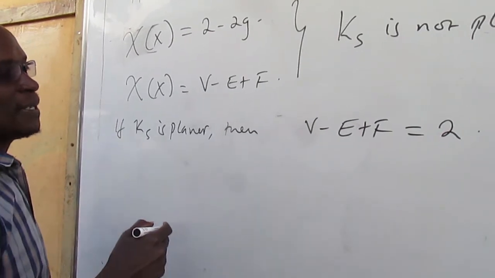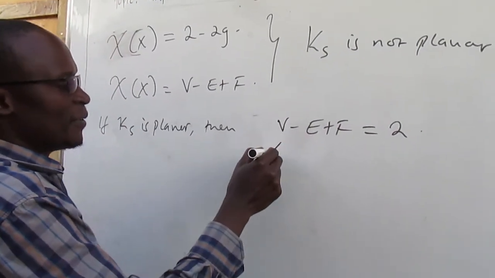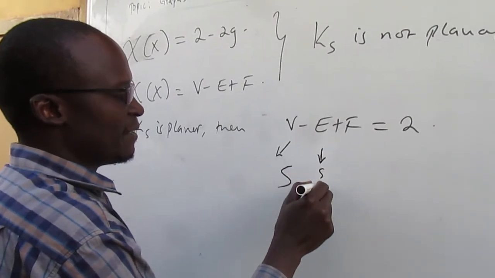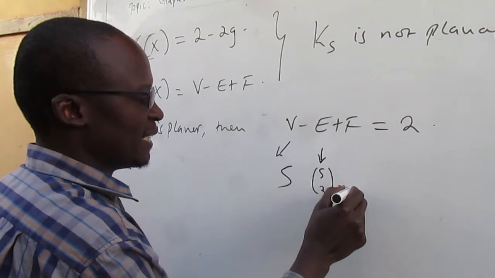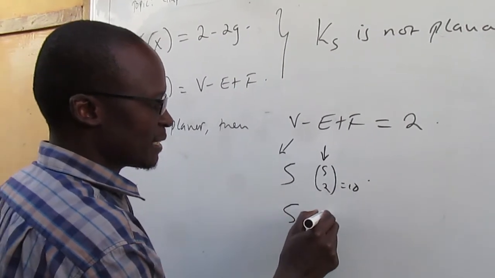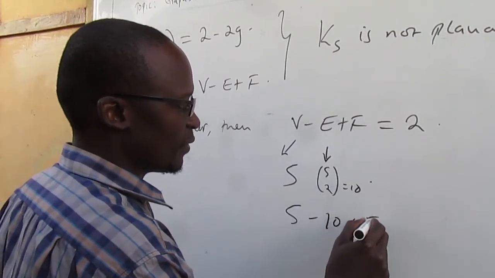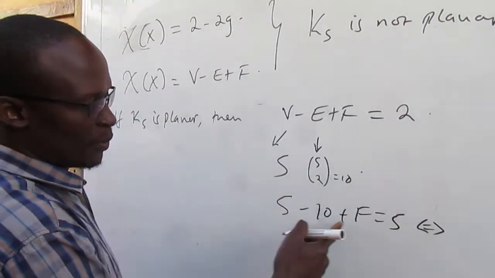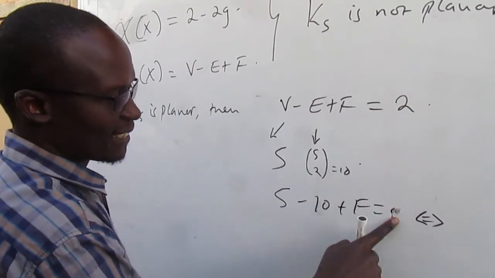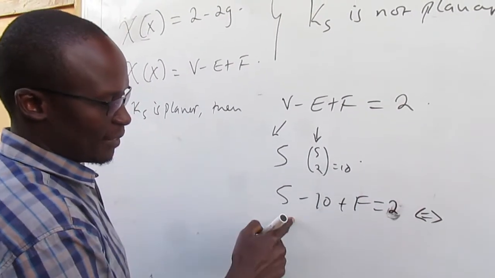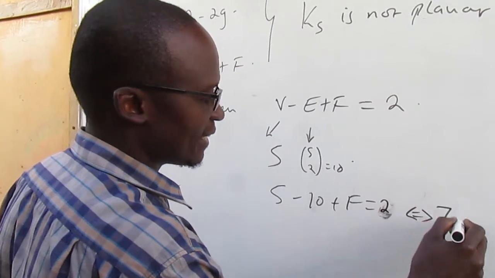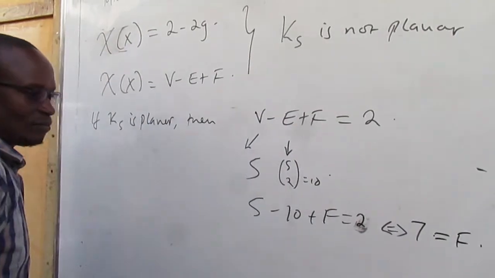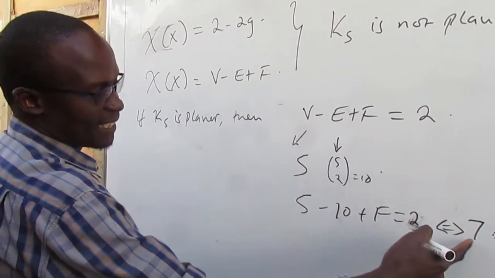So now we know that K5 has 5 vertices, it has 5 choose 2 edges, which is equal to 10, and so this expression gives the following for the number of faces. So now suppose this is the case, then we expect the number of faces to be 7. So let's just check that this is not possible.